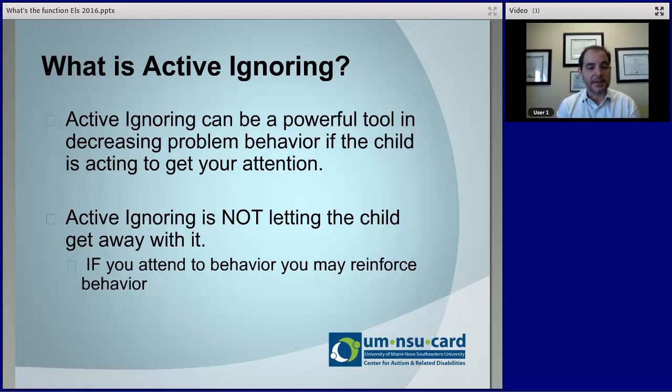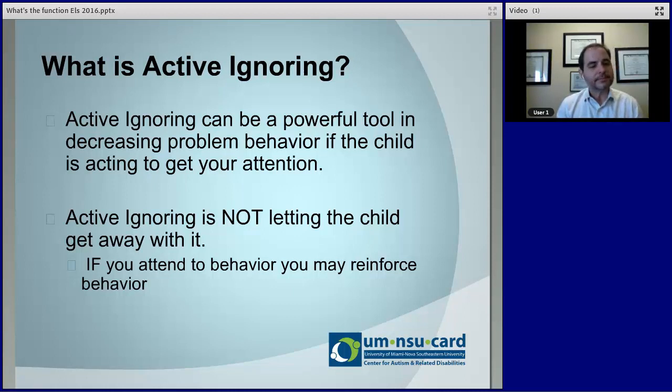Active ignoring can be really, really powerful because it withholds the reinforcer. And again, remember, behavior occurs for a reason. If behavior occurs and that reason no longer follows, over time, behavior will decrease. So, if behavior occurs for attention, then we stop delivering the attention. Over time, that behavior should decrease. Now, active ignoring is not ignoring your child and letting him or her do whatever he or she wants. It's not what I'm suggesting there. If you attend to the behavior, then you may be reinforcing it.